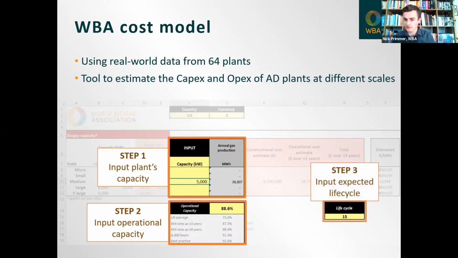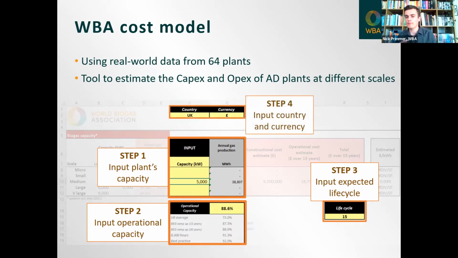The next thing to input is the expected life cycle. How long do you want your plant to be running? The real driver of this is how long you have support for. Do all of your support schemes in different countries provide that price guarantee or a tariff rate for a set amount of time? Is it 15 years, 20 years? This is where you can change that to look at operational costs over that life cycle.